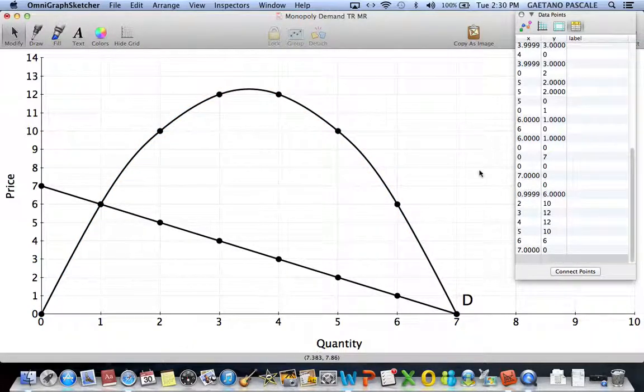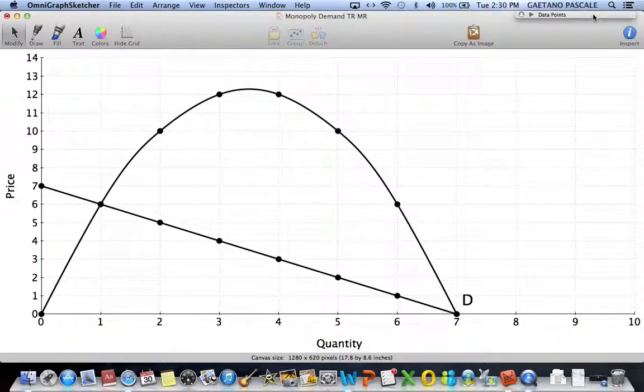Sorry about that little delay there. I've forgotten all these additional points I put in to make these highlight marks. That's why I was a little confused there. So there is our total revenue curve. So let me make sure that's labeled so you can see it.